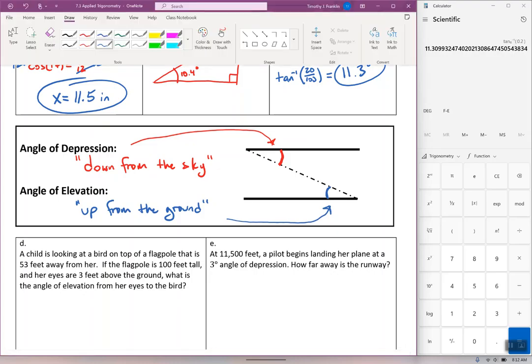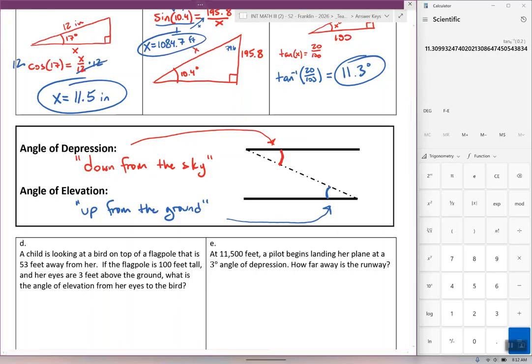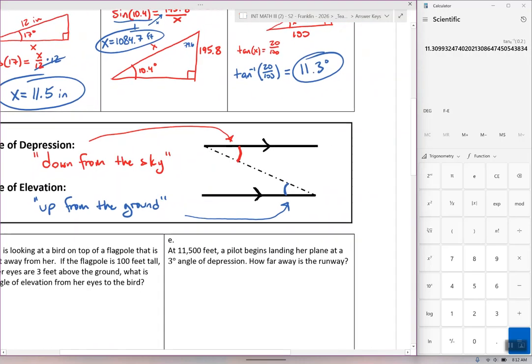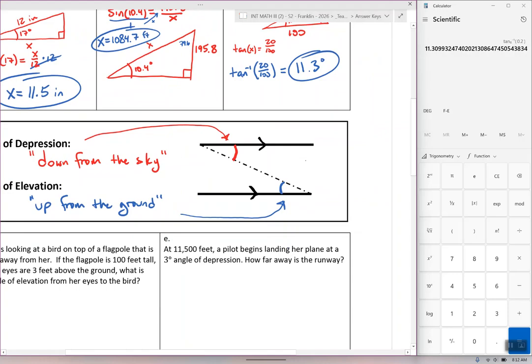Now, the thing about these two angles that you need to keep in mind is that they are the same. If we can think of the sky line and the ground line as parallel, that means that we have a transversal, this dotted line here. So these angles are equal.